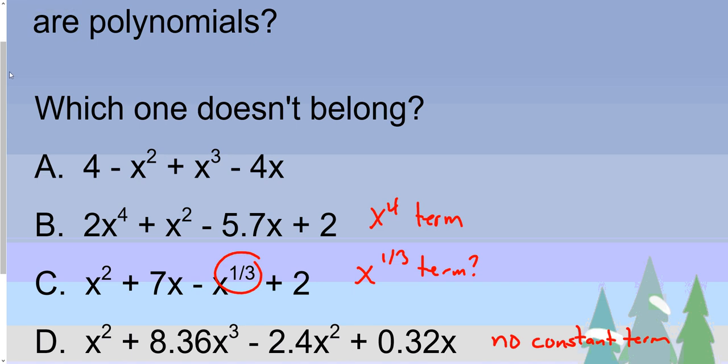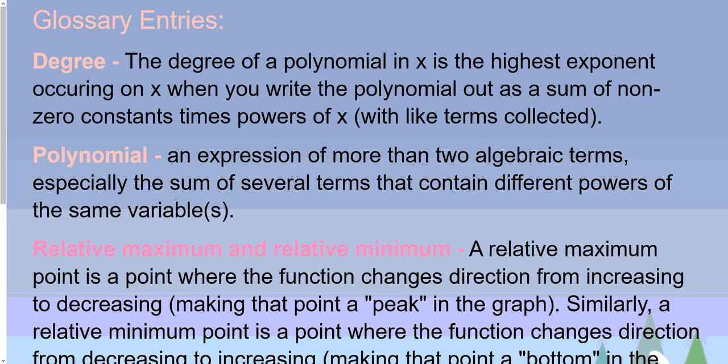All right, so let's start with some quick definitions, shall we? The most important one for us right now is degree. The degree of a polynomial is the highest exponent occurring on x when you write the polynomial out as a sum of non-zero constants times powers of x with like terms collected. That just means that we have very few like terms. The expression is in simplest form as possible.